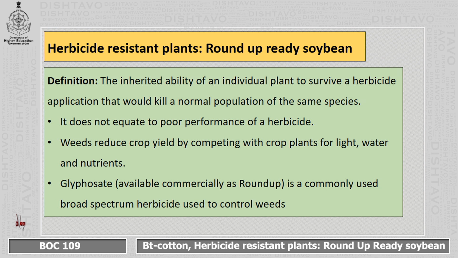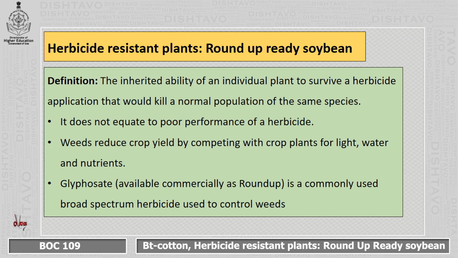Now what is herbicide resistance? It is an inherited ability of an individual plant species to survive a herbicide application that would kill a normal plant of the same species. Now this does not say that the herbicide is of poor performance, but it reflects that the plant has got some resistance to that particular chemical.